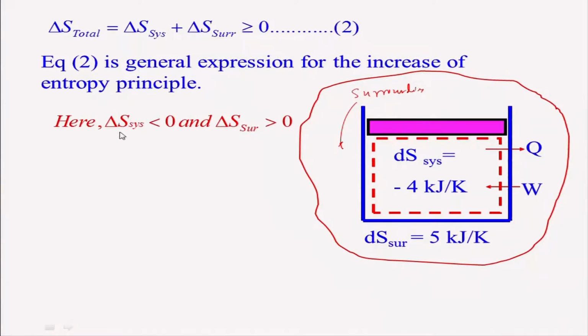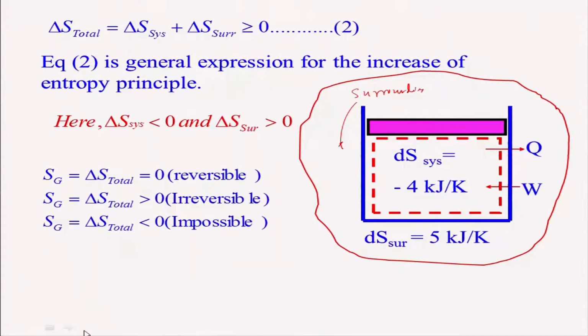So in this case, the system entropy change is less than 0 in this example, and the change in entropy of the surroundings is greater than 0. So what would the total entropy be? The total entropy will be greater than 0, because if we add them together, in this example the total will be equal to 1 kilojoule per Kelvin, which is greater than 0. So that indicates the increase of entropy principle.